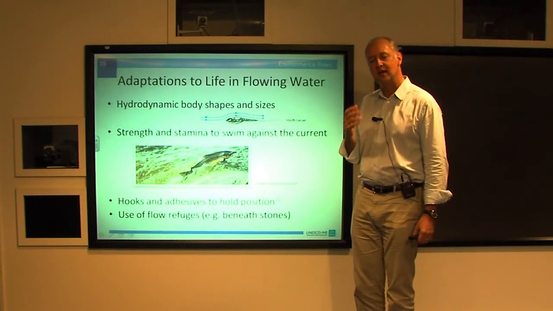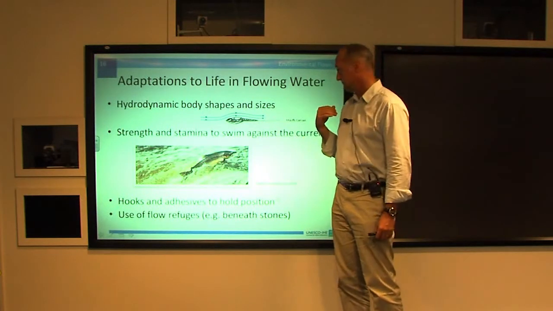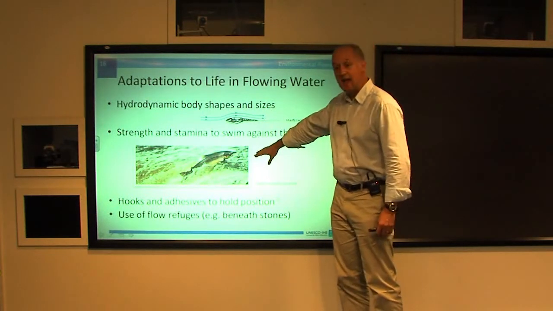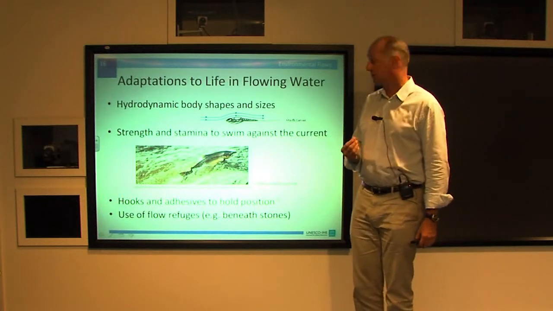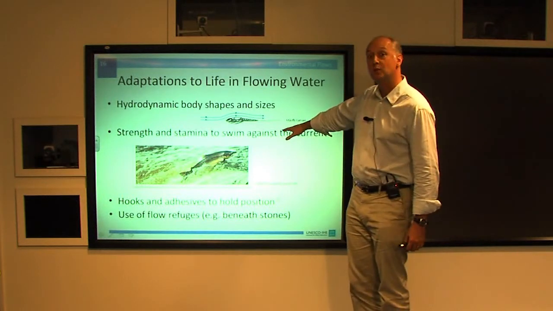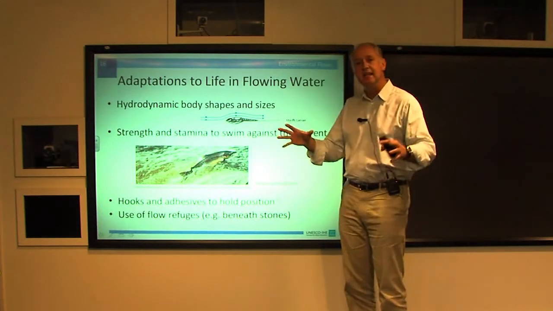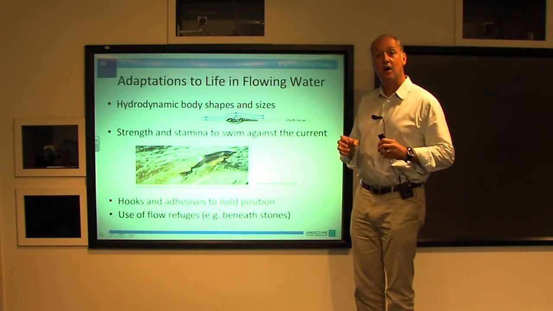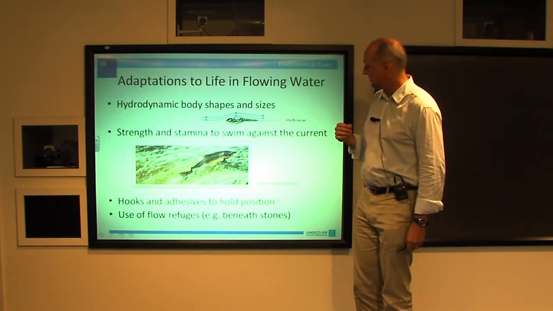Fish also, of course, have this hydrodynamic shape. It reduces the drag on the organism. Strength and stamina are also important characteristics of organisms in order to be able to move and swim against the current. Some have adapted hooks and adhesives to hold them onto rocks or other substrate in the river itself.